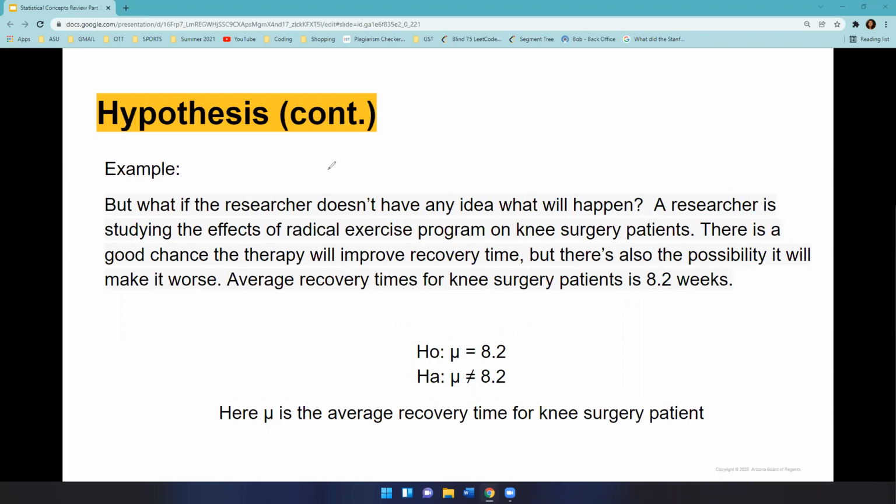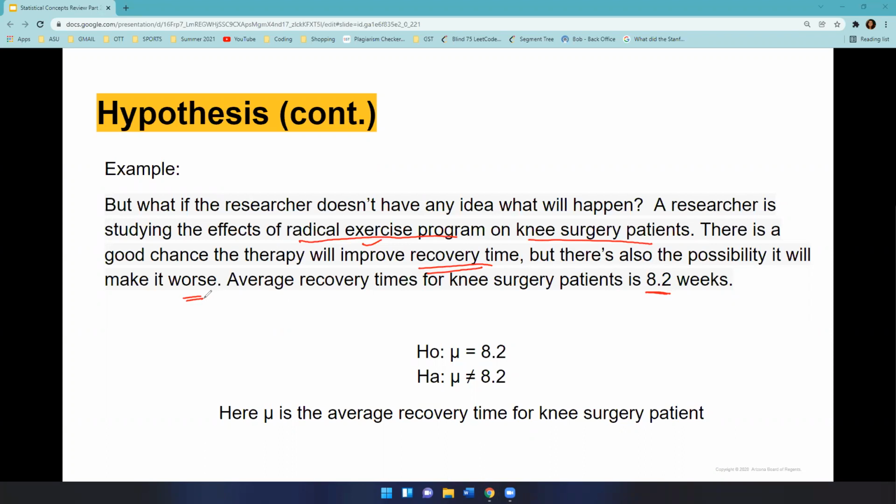Now let's take one more example. What if the researcher does not have any idea what will happen? So he has no clue whether the exercise program he is suggesting would increase or decrease the recovery time. So the problem statement says that a researcher is studying the effects of a radical exercise program on knee surgery patients. So basically, there is a good chance that therapy will improve recovery time, but there is also the possibility it will make it worse. Average recovery time is 8.2 weeks. So the researcher isn't knowing whether that exercise program will improve the recovery time or will make it worse.